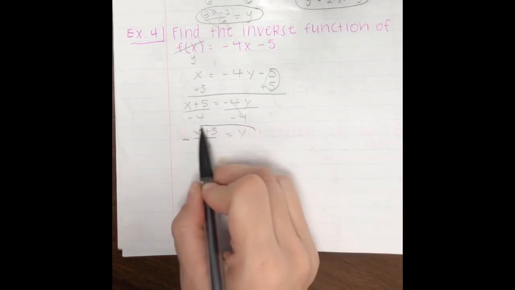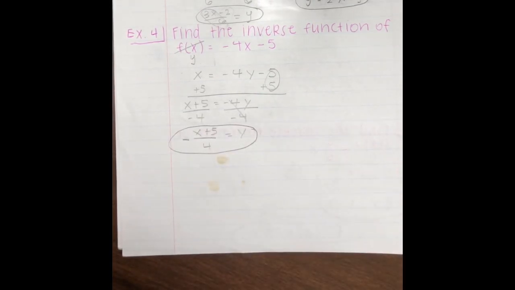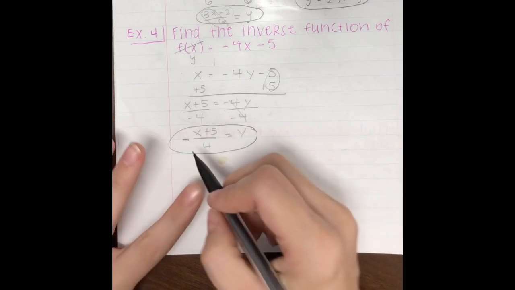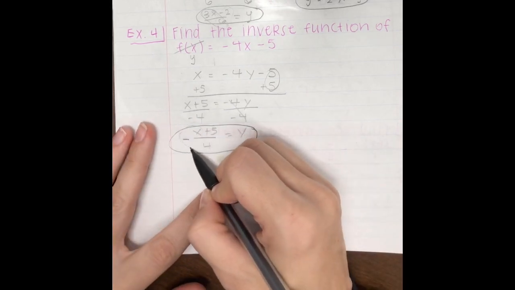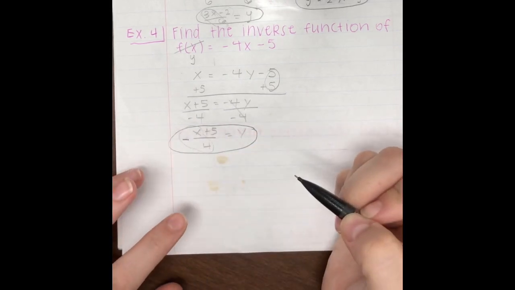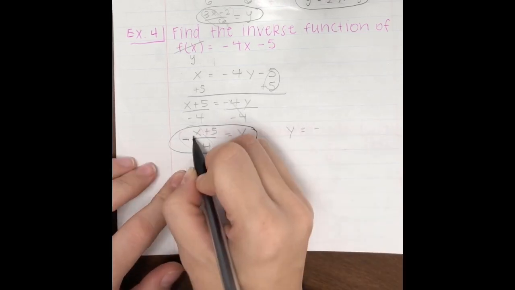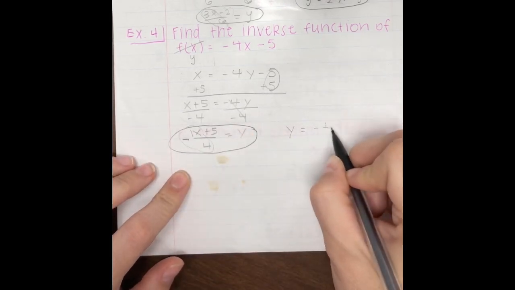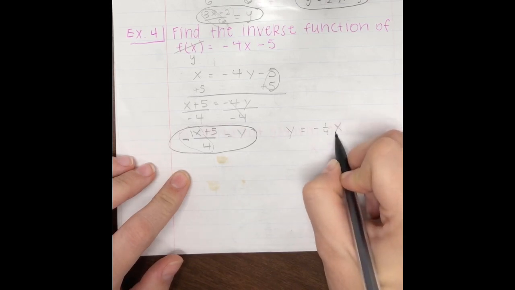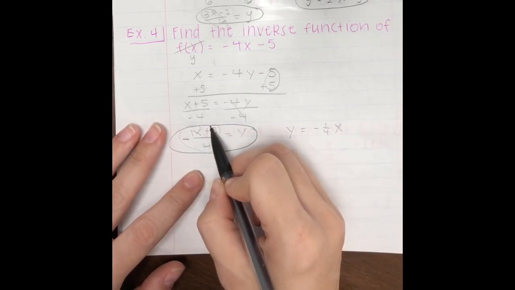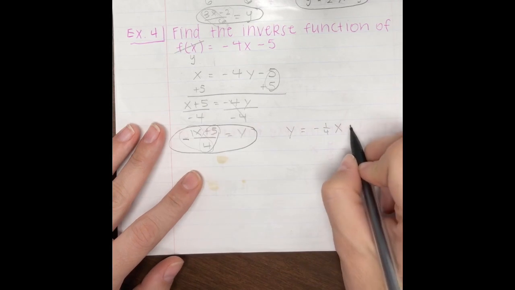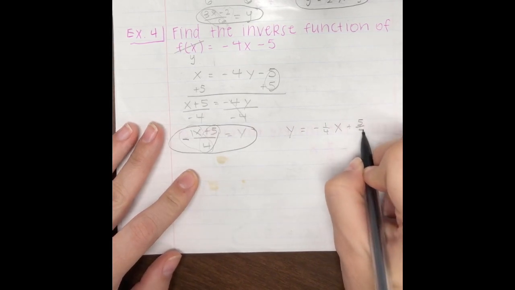This is one way you could see your answer written. Another way would be if we split it up. So I'm going to divide this. I'd have y equals negative, the number in front of that x is a 1, so negative 1/4 x. And then I'm also going to divide the second term up top. I'm going to have plus 5/4.